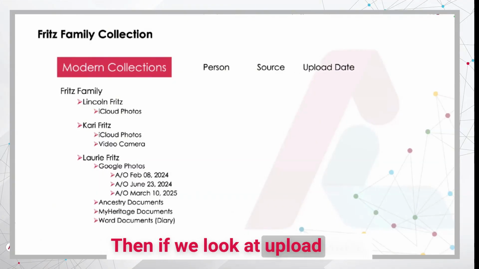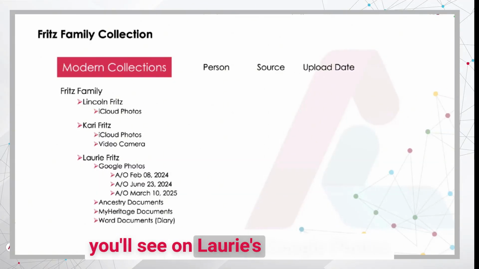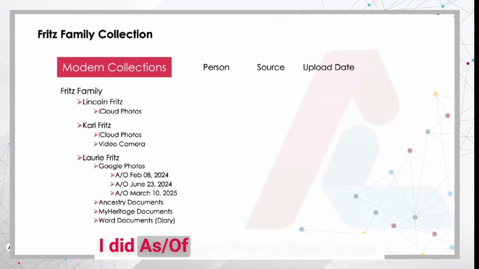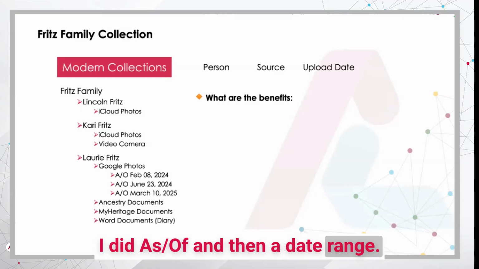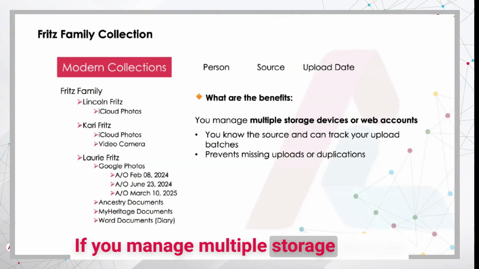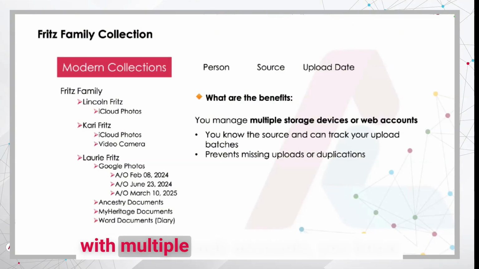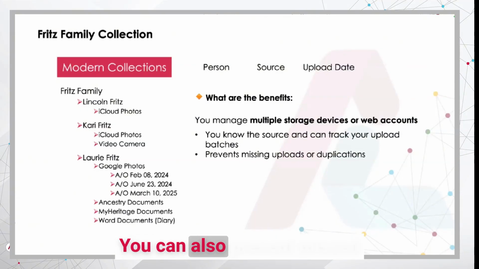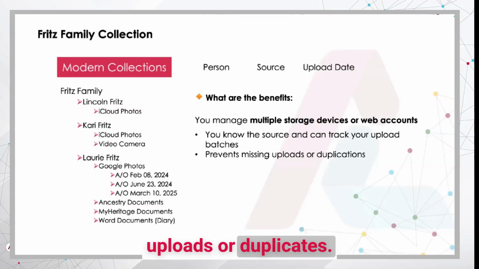Then if we look at upload date, you'll see on Lori's Google Photos, I did "as of" and then a date range. What are the benefits of doing it this way? If you manage multiple storage devices with multiple web accounts, you know the source that you got it from, so you can track your upload batches. You can also prevent missed uploads or duplicates.